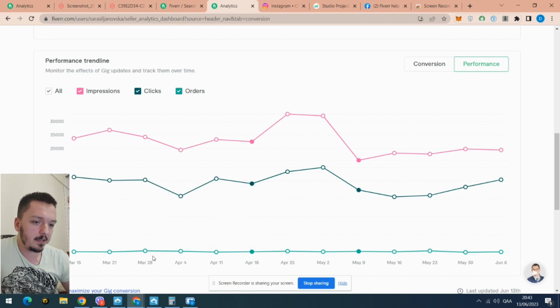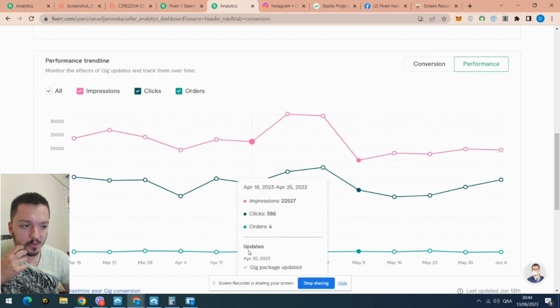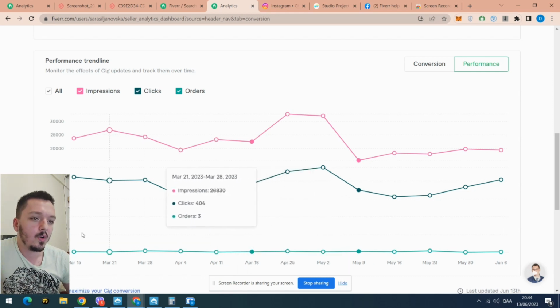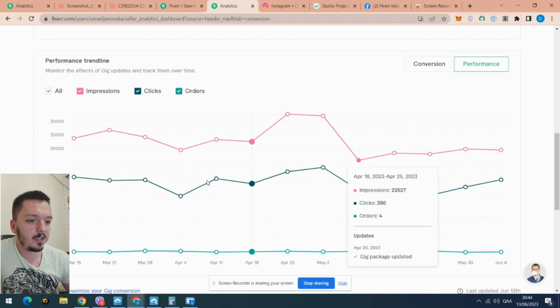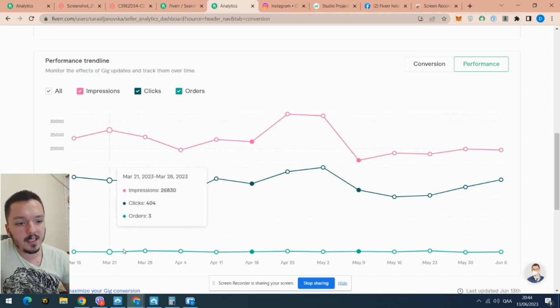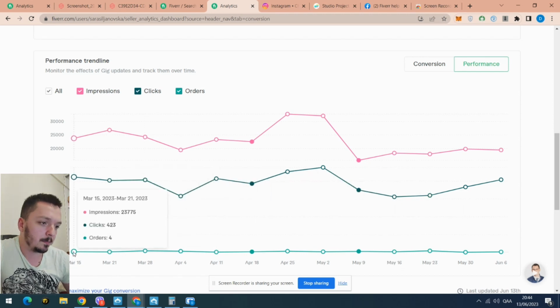And the last line here, the very low one, is the number of orders. You can see orders here. So in this week, for example, I got 4 orders. Here I got 3, 9 in this week, 7, 2, this one 4, etc. So from all the people that saw your gig, many of them decided it's attractive. They clicked and opened your gig, then you had a conversation here, and some of them bought from you.